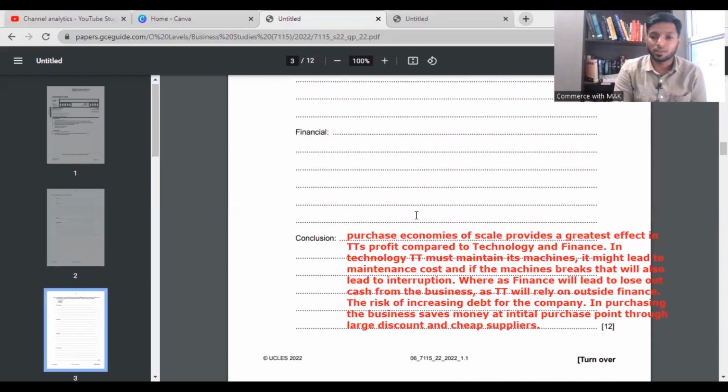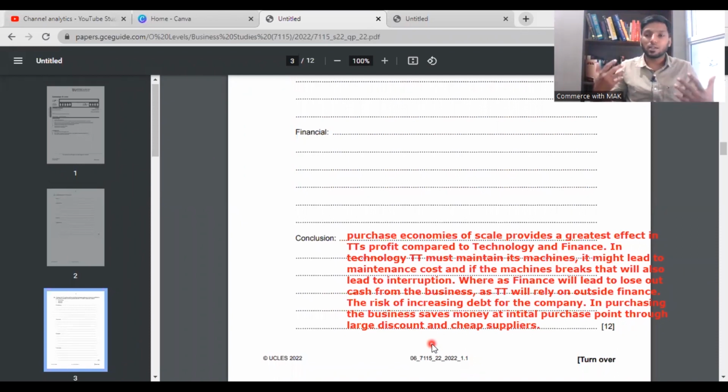In technology, TT must maintain its machines. It might lead to maintenance costs, and if machines break, that will also lead to interruptions. So I speak about the bad things. In purchasing also you have bad things, but I don't speak about them because I wanted to make my answer win in purchasing. That's the reason I'm not speaking about the disadvantages in purchasing. Whereas finance will lead to lose out cash from business, as TT will rely on outside finance. The more finance you take from outside, the more money will bleed out, and that will be a problem to the company, because they need to pay that money back one day. And in purchasing, the business saves money at the initial purchase point through large discounts and cheap suppliers.